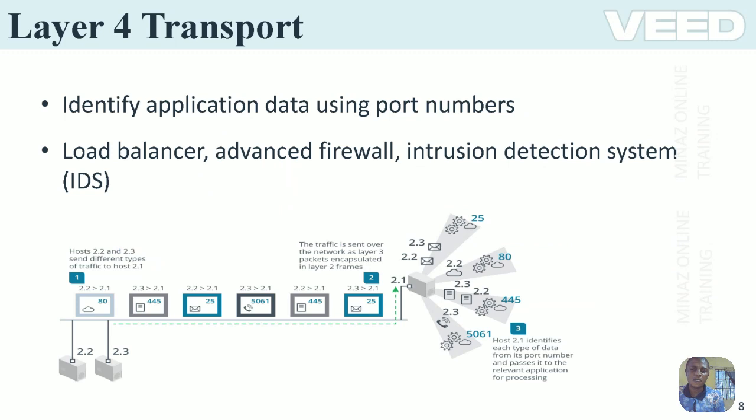The next one is the transport layer. The transport layer identifies the application using a port. The major thing that the transport layer does is to track the port number you are using. It's divided into two: we have UDP and TCP.